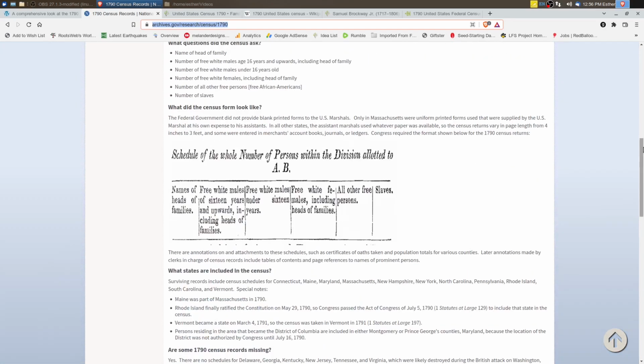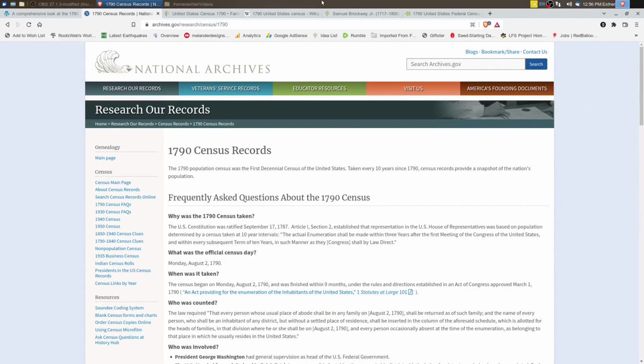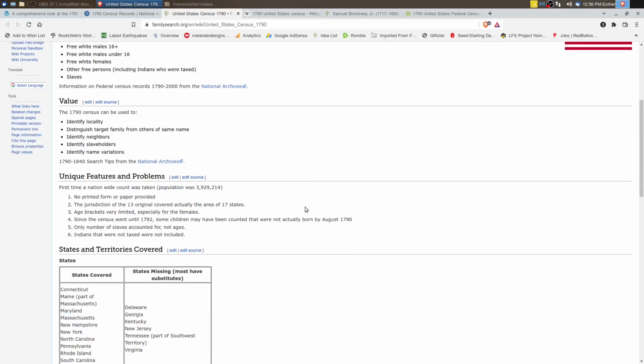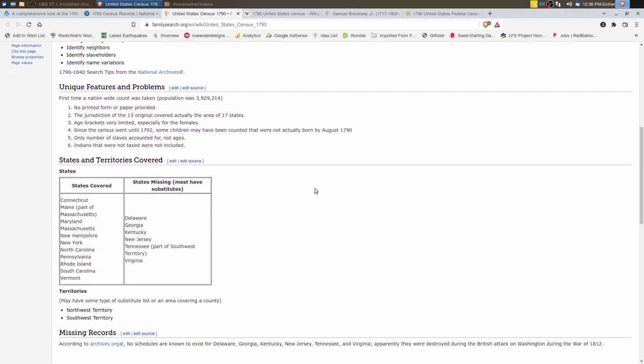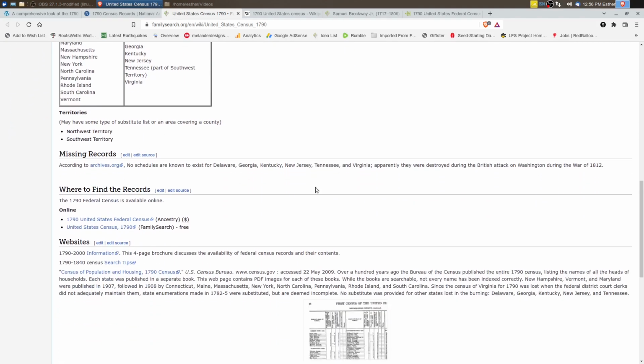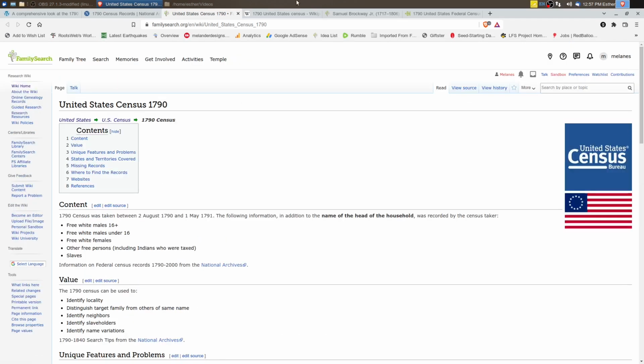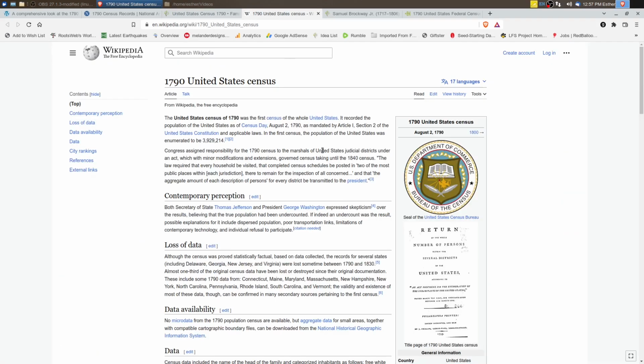All right, so this is just from the National Archives. The FamilySearch Research Wiki has some additional information and describes some of the problems that occurred for the census, about missing records, and websites that you can look at. Wikipedia also has a really good article on the 1790 US Census, and it includes the account that Thomas Jefferson and George Washington were concerned that the true population had been undercounted.